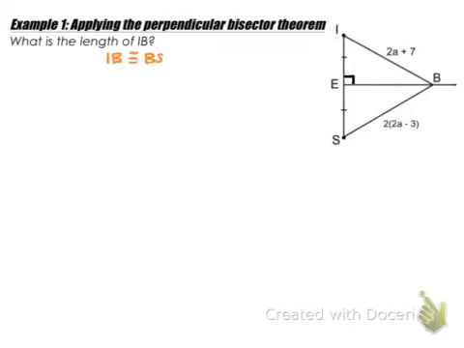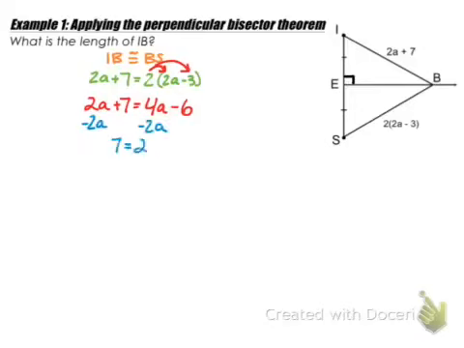So then, if we know that IB is congruent to BS, we can say 2A plus 7 is equal to 2 times the quantity 2A minus 3. So then we solve for A. Okay, so we're finding the value of A. We're going to subtract 2A from both sides. 7 equals 2A minus 6.